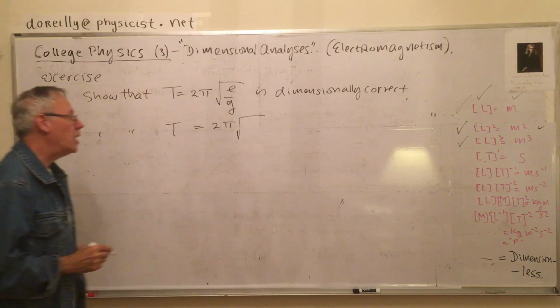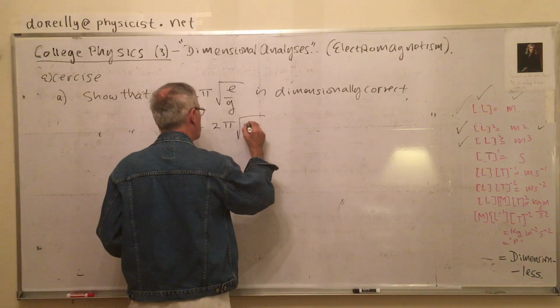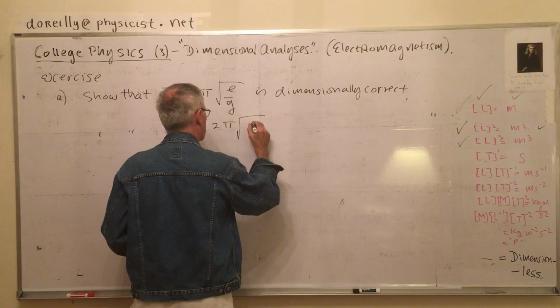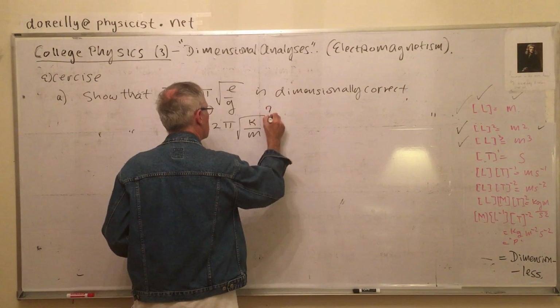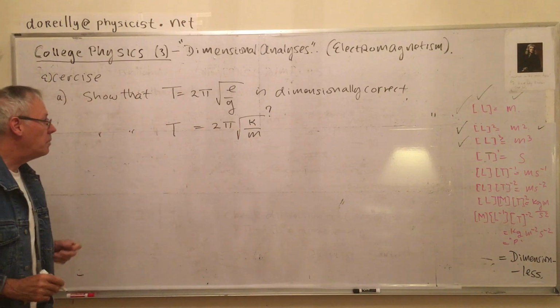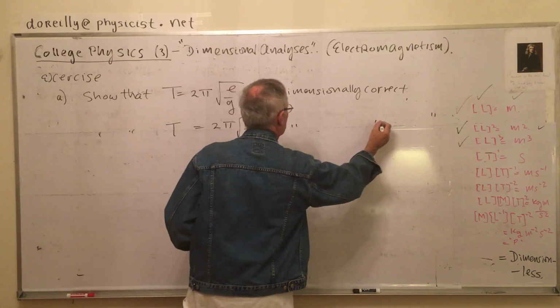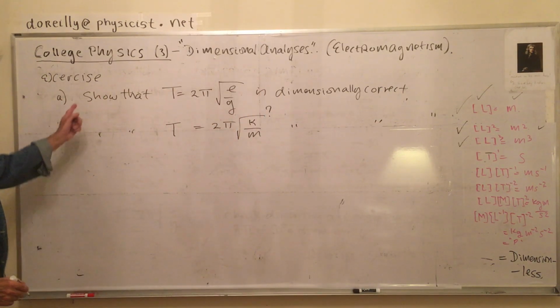Now I can't remember if it's K over M, but it could be M over K. Go and check. Check if it's K over M or M over K, I can't remember. Do the same thing for that, just the same way as I did this.